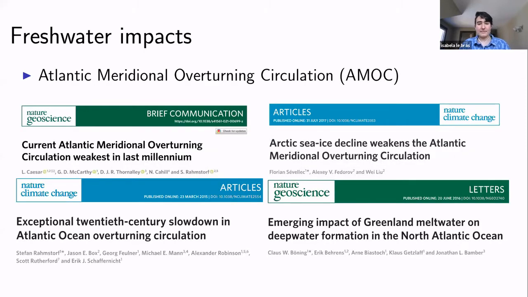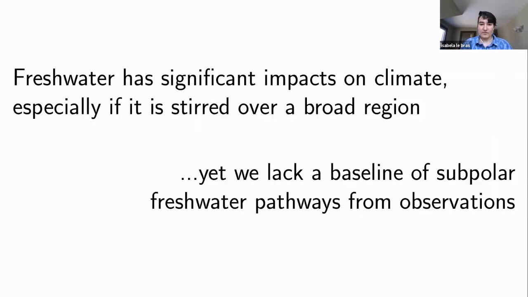And then finally, many of you have likely seen these high-impact papers that claim that there's a link between the spreading of freshwater over a large region, so over deep convection, deep water formation areas, and the strength of the Atlantic meridional overturning circulation. So I hope that I've convinced you, or at least given you a bit of a flavor for the fact that freshwater has these significant impacts on climate. And this is especially true if it's stirred over a broad region. At the same time, we really lack a baseline of subpolar freshwater pathways from observations.